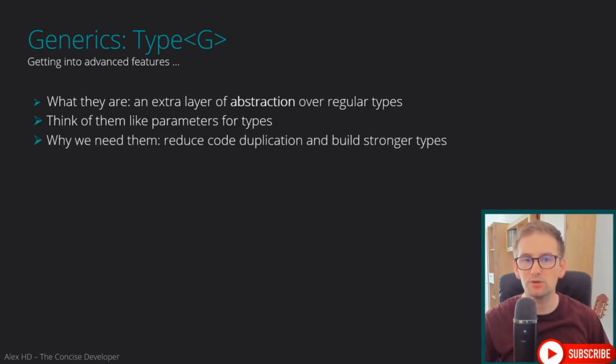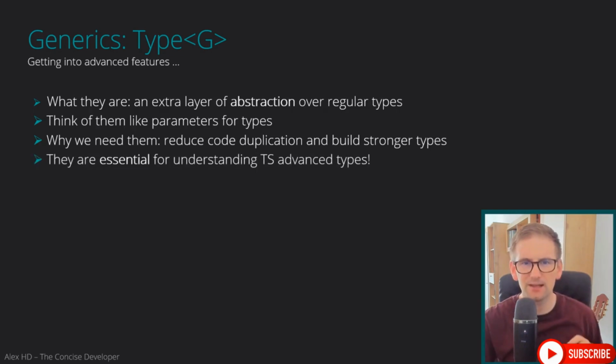Why do we need generics? We will see broader and more complex examples inside this section, but we can say that we can use generics, or types with generics, to reduce code duplication and build stronger types. And talking about generics, they are essential if you want to understand TypeScript advanced types. In the next sections, we will also start to talk about more advanced TypeScript types. You need to know generics before diving into advanced types.